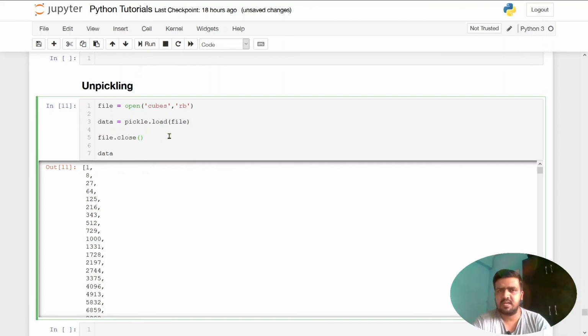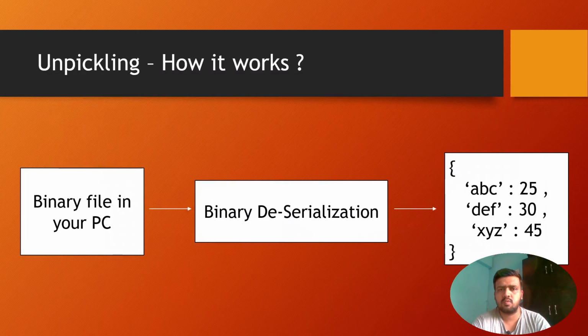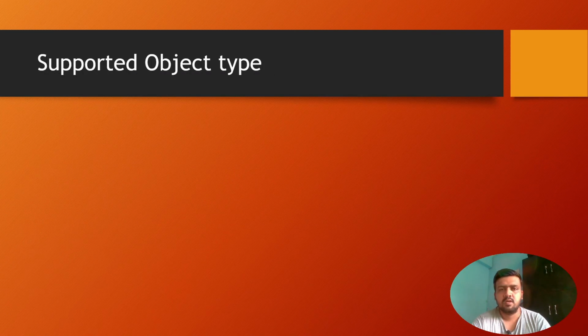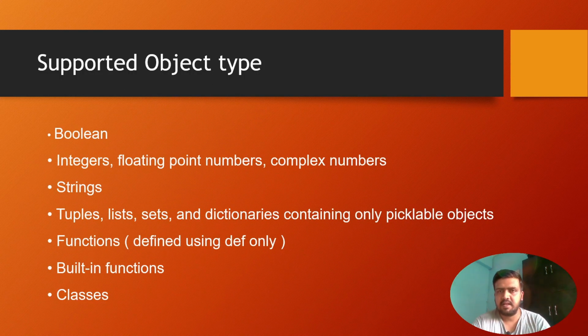There is only one or two constraints in it, so I will quickly show what that constraint is. The pickle module only supports some selected data types, and only those data types you can save locally. The basic Python data types are always picklable: boolean, integers, floating points, strings, tuples. There is one condition for functions and classes. The function should be defined by the keyword def, which is the default syntax. So you cannot store functions which are created by lambda.